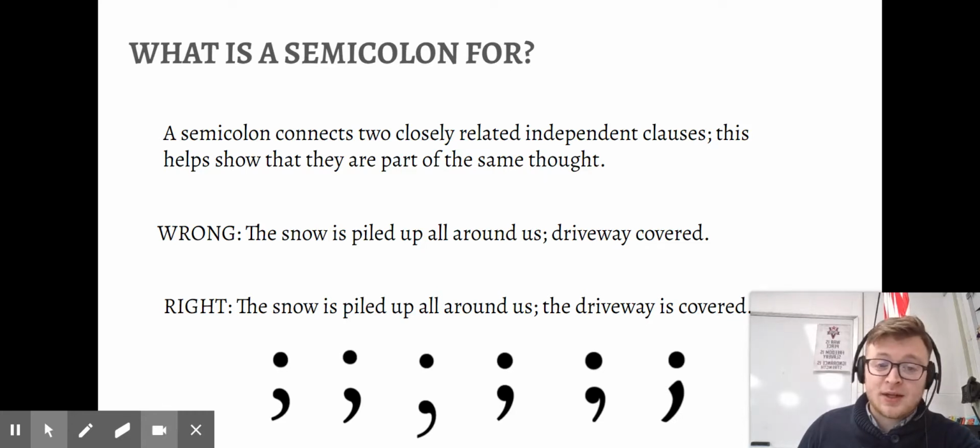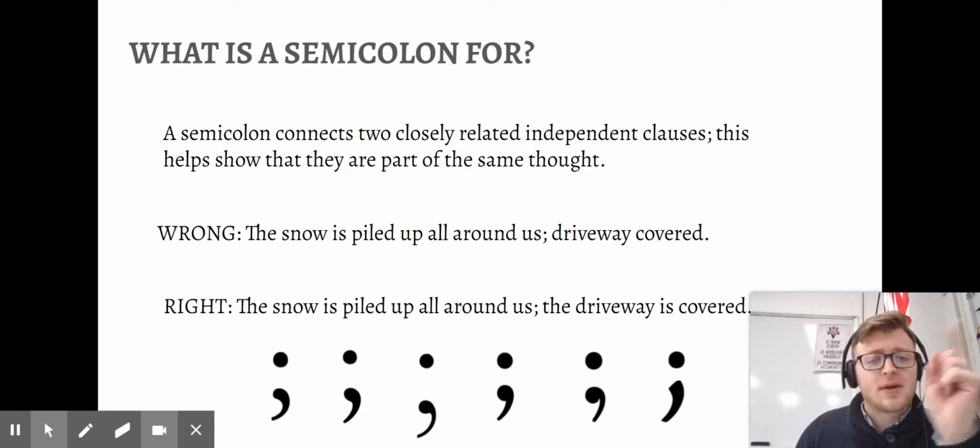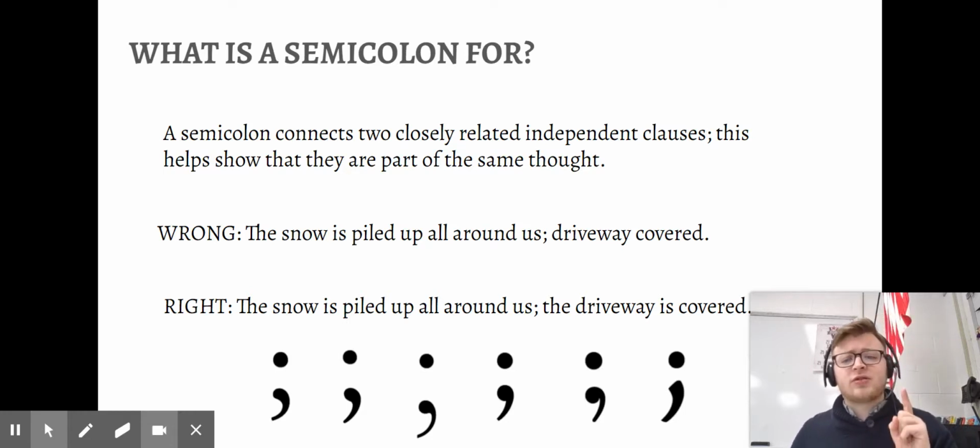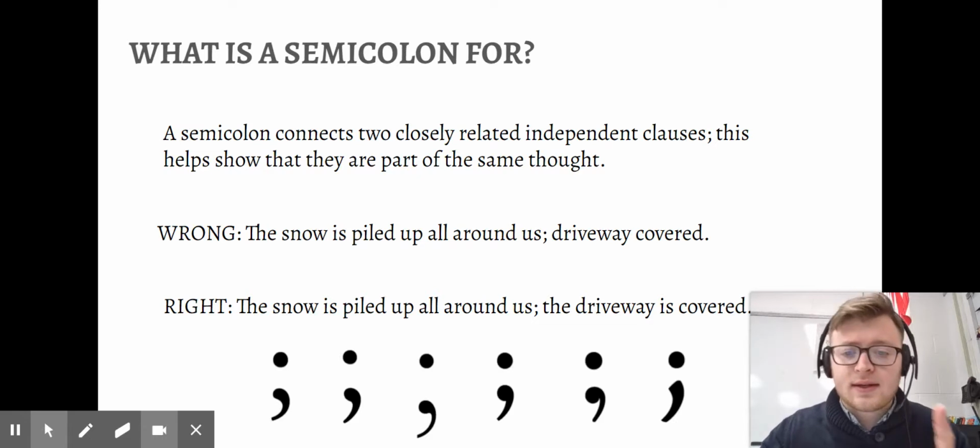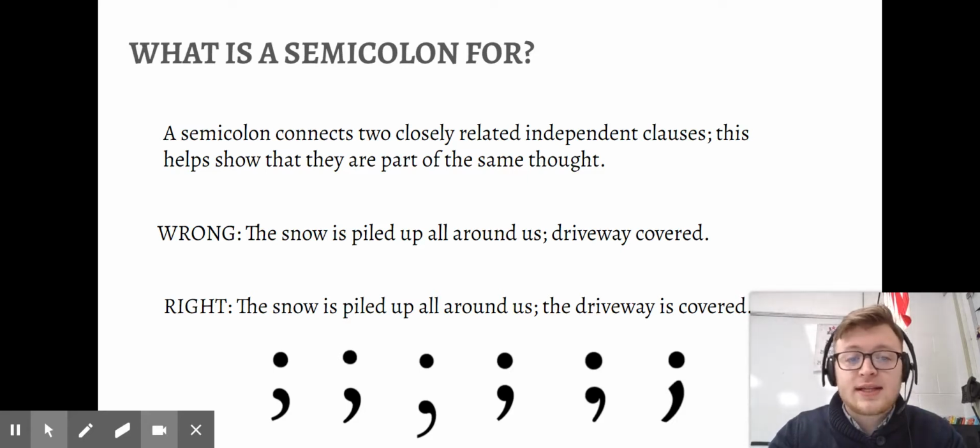There's no verb. But the right way to do that would be, the snow is piled up all around us, semicolon, to show that it's a close relationship. The driveway is covered. Now you've got two complete independent clauses. They could both be their own sentence, but you decided that they're too similar to each other. They're too close in idea to be their own independent sentences, so you've thrown a semicolon between them. And now it's clear to your reader that both of these thoughts go together. You can see that even my definition of a semicolon utilizes a semicolon correctly to show relationship between the sentences.